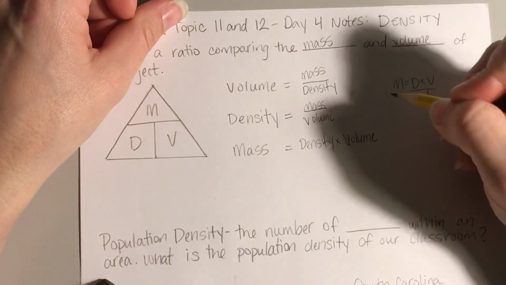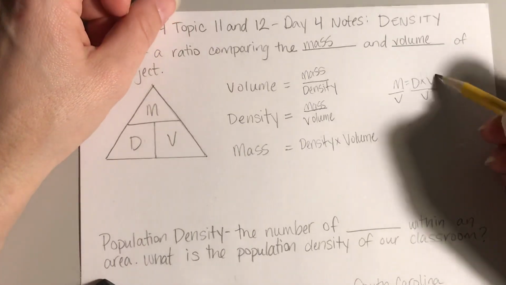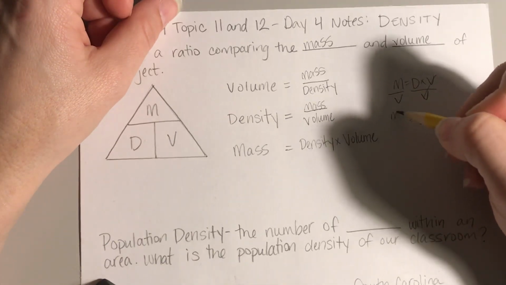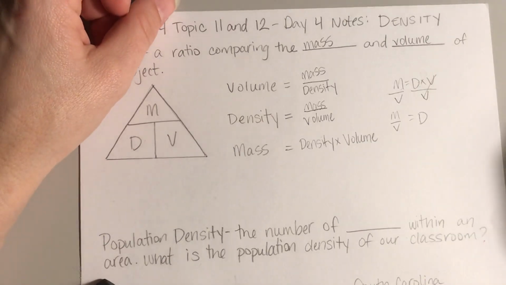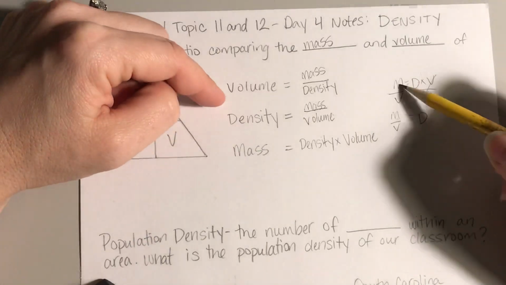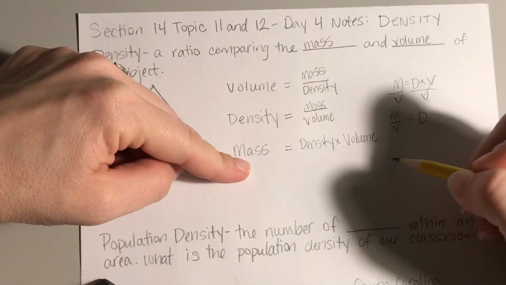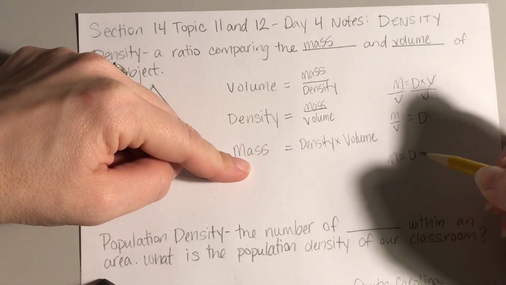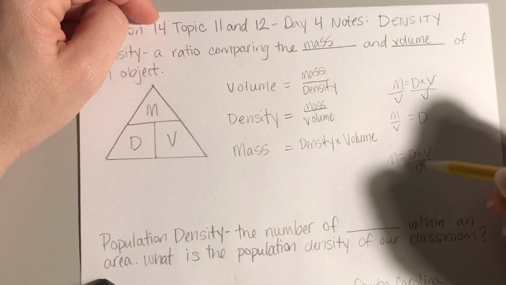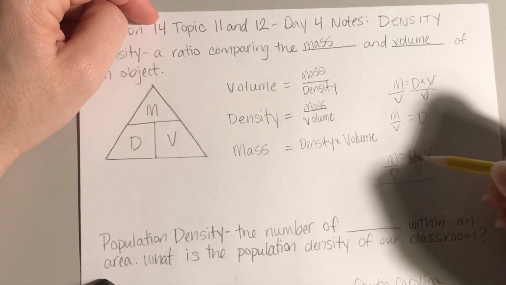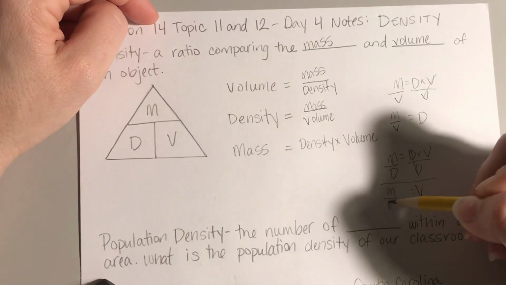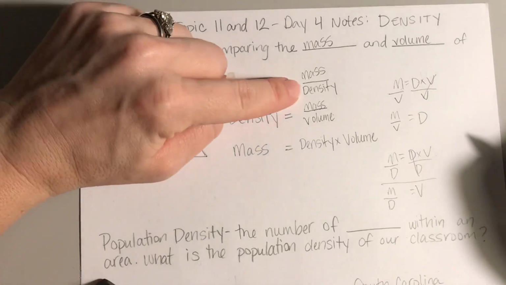So if we wanted to move volume, we would divide both sides by V, and here we would end up with density is equal to mass over volume. Same thing right there, density is equal to mass over volume. If we had started with mass is equal to density times volume, and we wanted to solve for volume, we would divide both sides by density. That would cancel out. So the volume would be equal to mass divided by density. Same thing that we have up here.